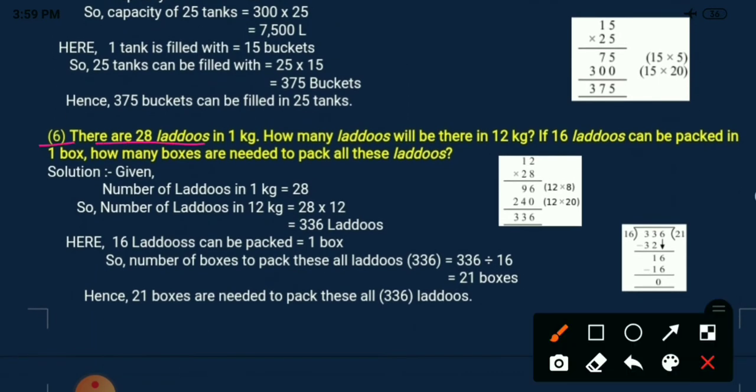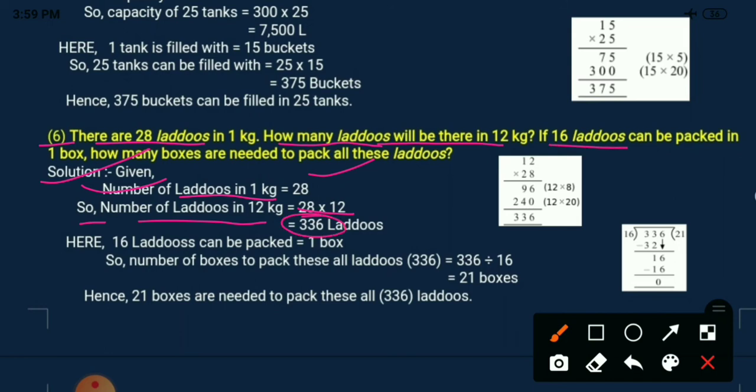There are 28 laddus in 1 kilogram, and how many laddus will be there in 12 kilogram? So let's make a solution for it. Given, so what is given? Number of laddus in 1 kilogram, that is 28. So number of laddus in 12 kilogram, 28 multiplied by 12, so we will get 336.